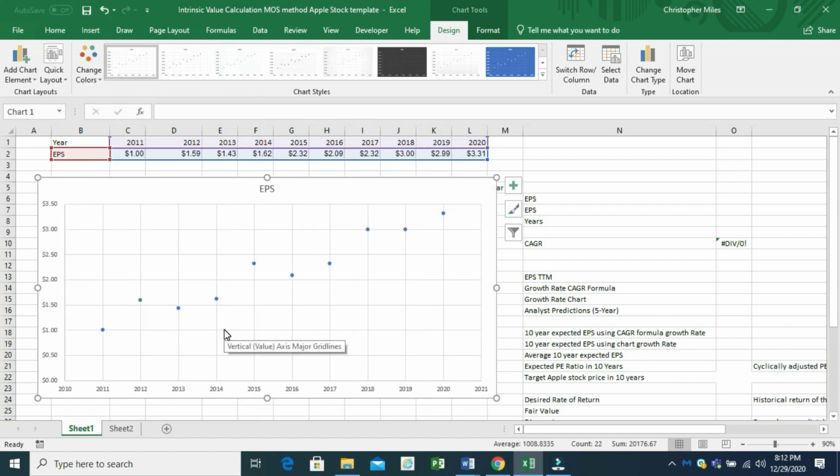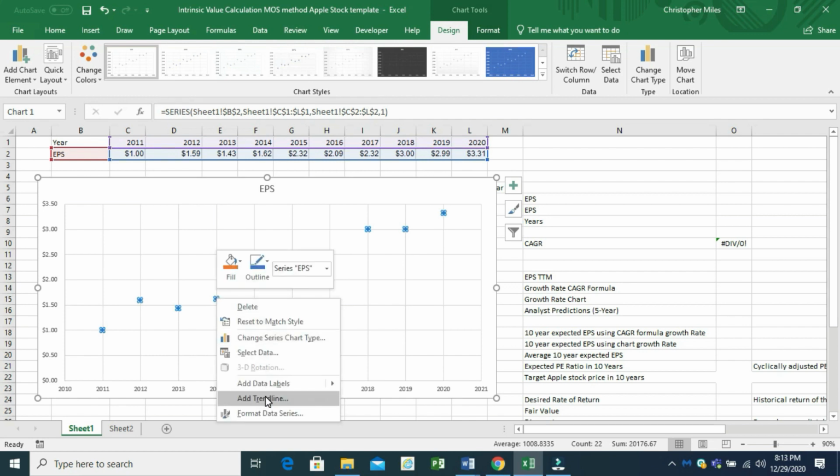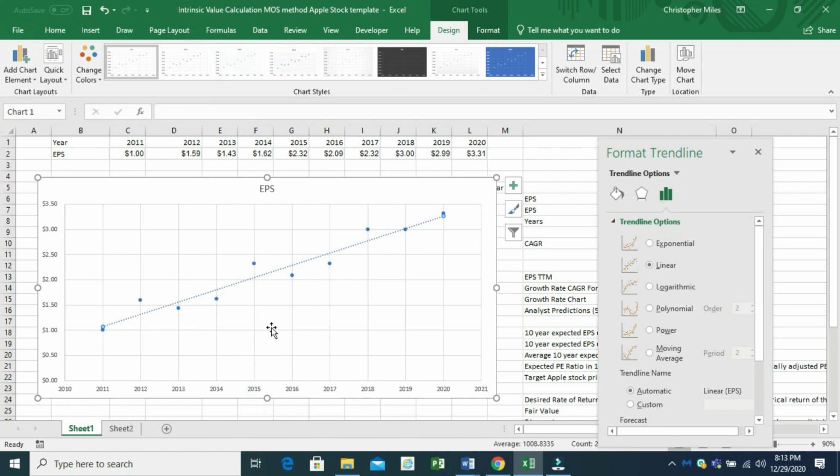And what you're going to see is we've got the last 10 data points for earnings per share for Apple plotted in this scatter plot chart. So I actually want to look at these by applying a trend line. So I'm just going to right click on the points and add trend line. It adds a linear trend line, but that's not quite what we're looking for. We're looking for an exponential trend line to actually get some compound growth rates established. So I'm going to just come over here and click exponential.